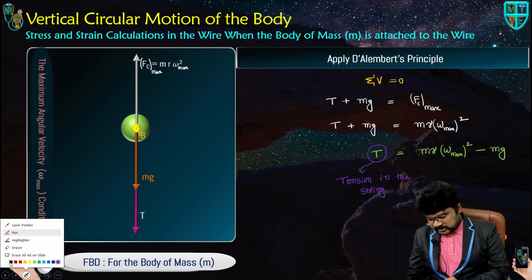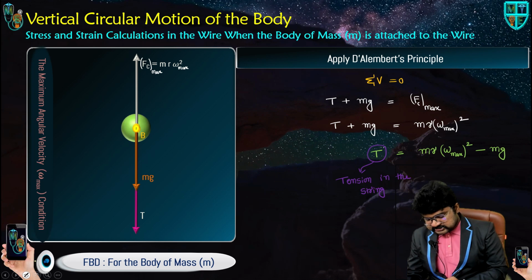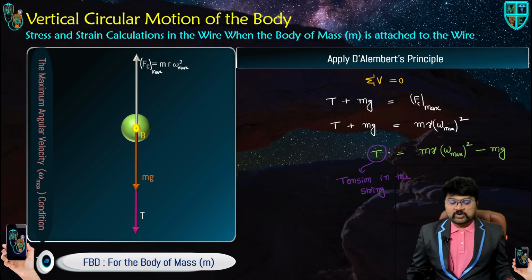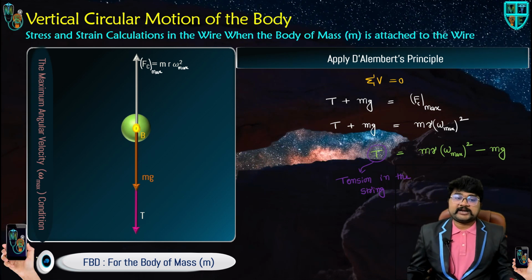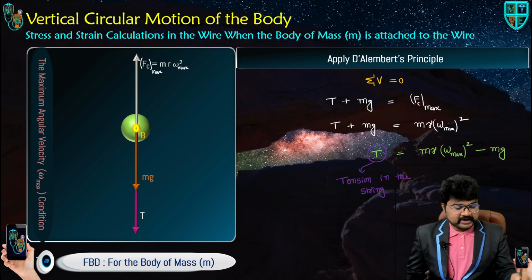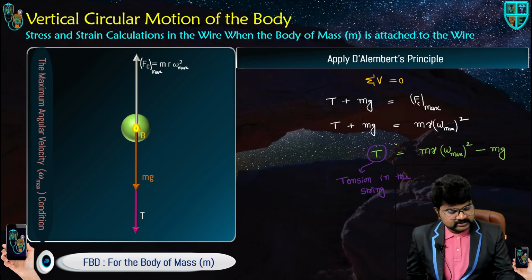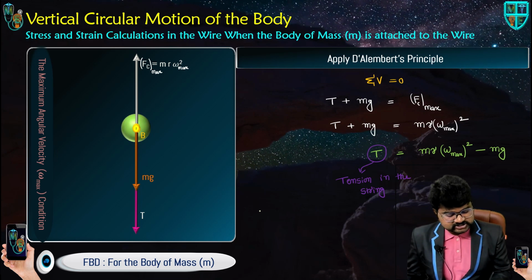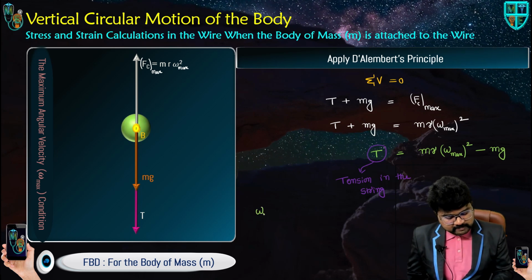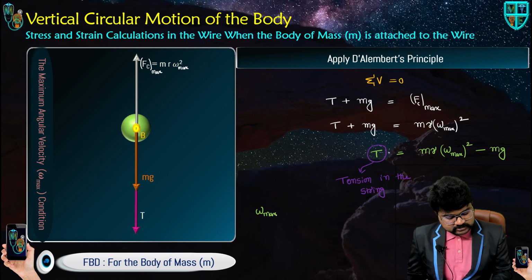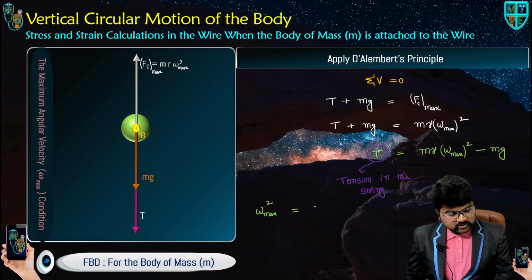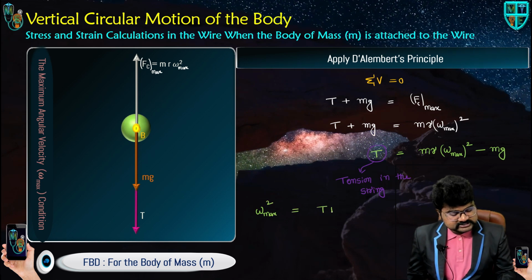Clear? So now tell me, what is omega maximum when the body is at the top of the circular path? Here m r omega maximum square, omega maximum square equals T plus mg.